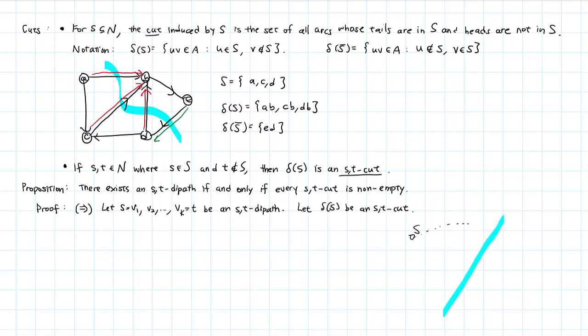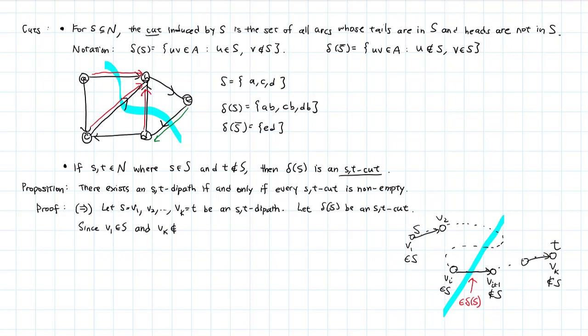Intuitively, S and T are on different sides of the cut, so if we want to go from S to T, we must cross the cut somewhere. To make the proof more formal, look at the diagram, and let's pick the last possible node in the path that is still in S. The next node is not in S, so we have found our arc in the cut. Now let's write down the proof.